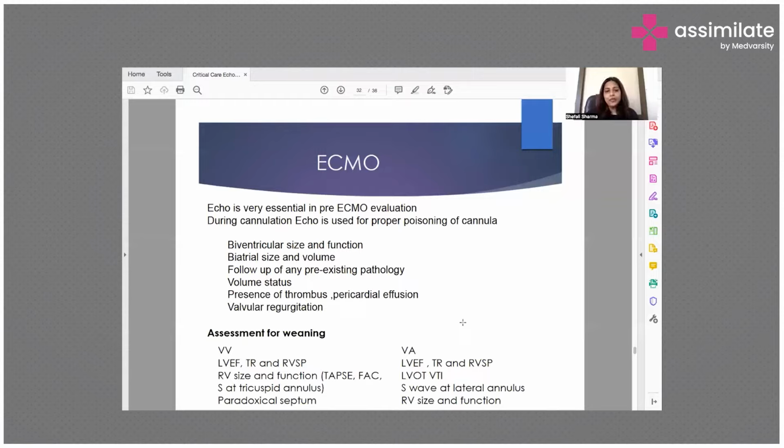Now, assessment for weaning. In ECMO, we have VV ECMO, that is veno-venous, or VA, veno-arterial ECMO. During assessment for weaning in VV, what you are looking at is the LVEF, the TR, that is tricuspid regurgitation, and the RVSP, the RV size and function, and if there is any paradoxical septal movement. In VA ECMO, definitely again, LVEF, TR, and RVSP, LVOT VTI, the S wave at the lateral wall, and RV size and function.